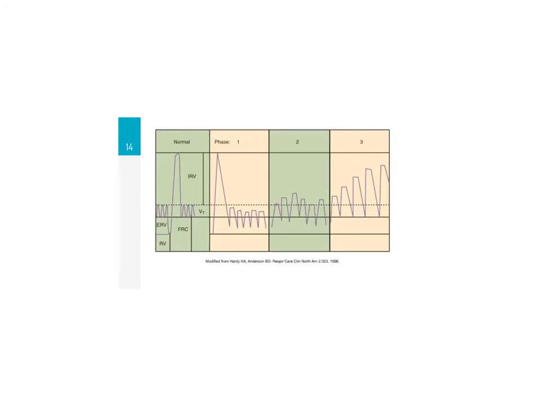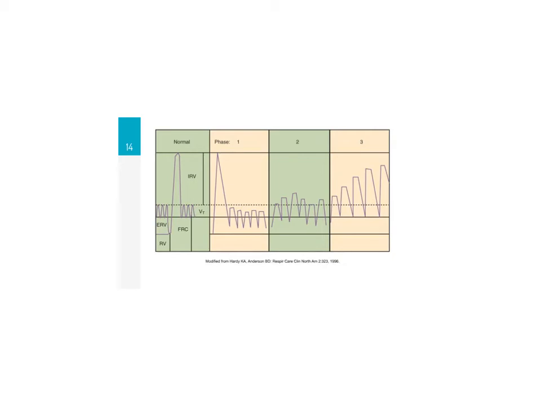Okay, so this is just a visual of autogenic drainage. So phases 1, 2, and 3. These 3 phases are what's going to mobilize secretions. So we'll start over here, normal. So we have normal tidal breathing. Deep breath out as fast or as far as you can, and then that's all the way full, and then back to tidal volume. So that's normal.